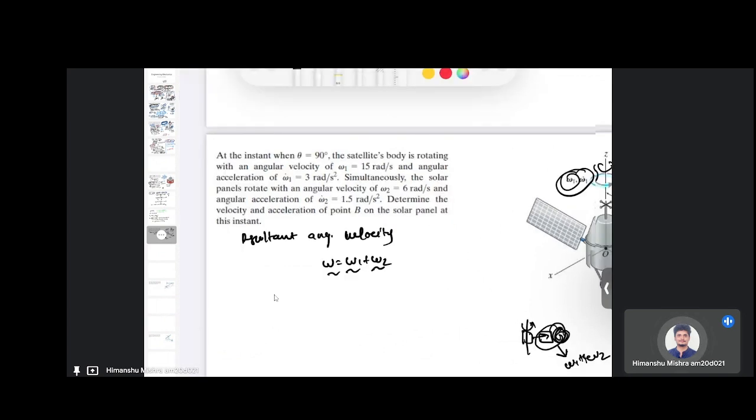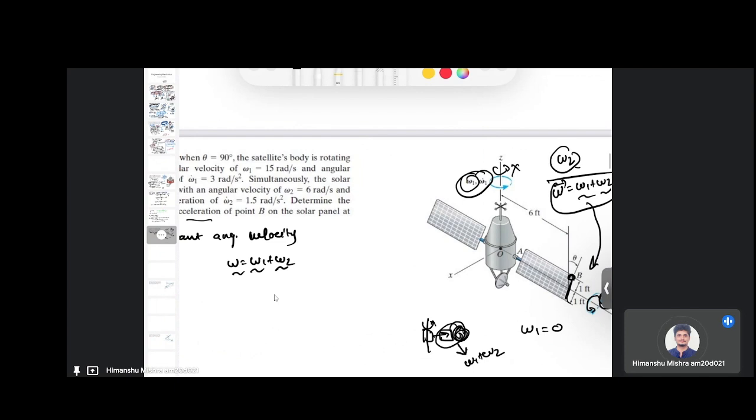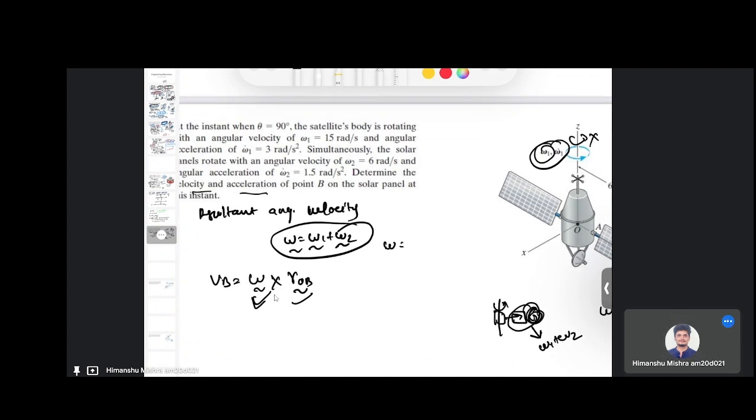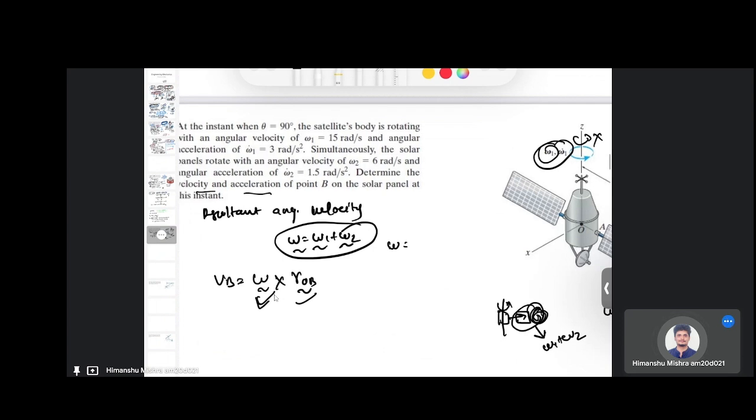Now in order to get the velocity and acceleration of point B, we need to find the velocity and acceleration of this point. We have Vb equals omega cross multiplied by ROB. So we need to find this and this quantity. The resultant angular velocity can be given by this one, which is omega equals omega 1, which is given in the question, 6j plus 15k.